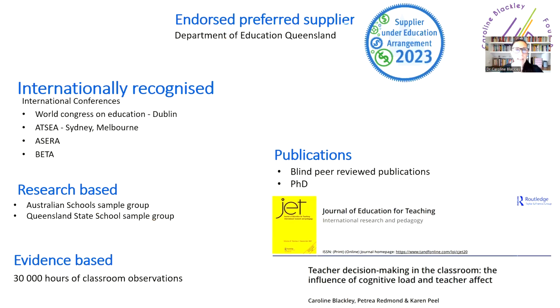So firstly, why would you even step into looking at the 4 Dimensions? Firstly, I am an endorsed preferred supplier through the Department of Education. It's not a small process. Anyone who has SOAs, you certainly know that it's a 3 to 6 month process and they go through everything. So why has the Department of Education supported my work and listed me as a preferred supplier within Queensland?